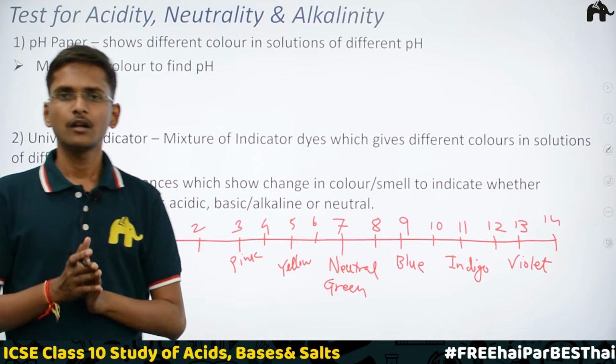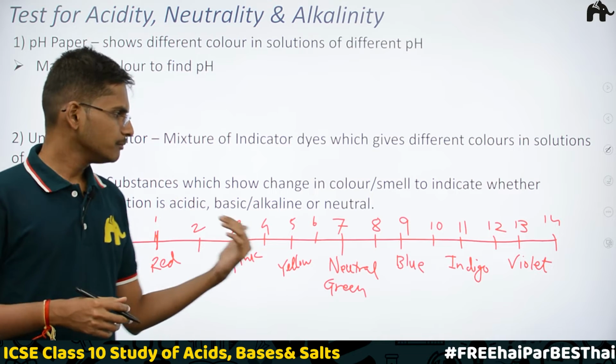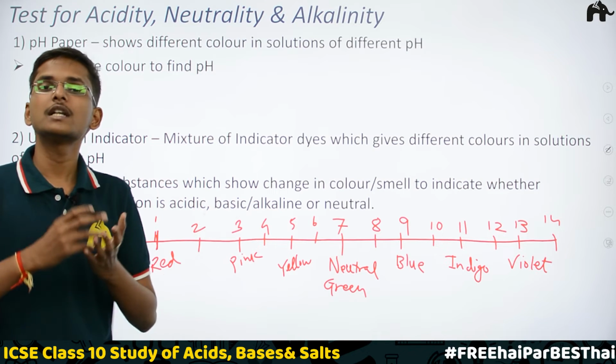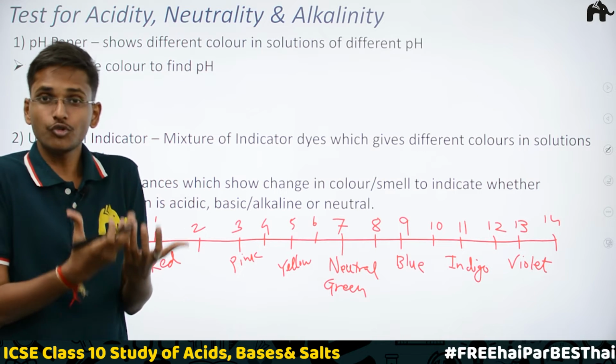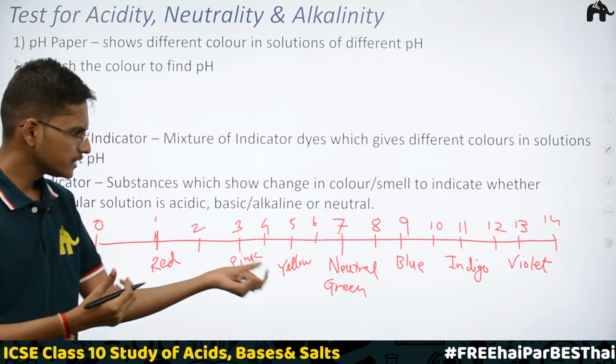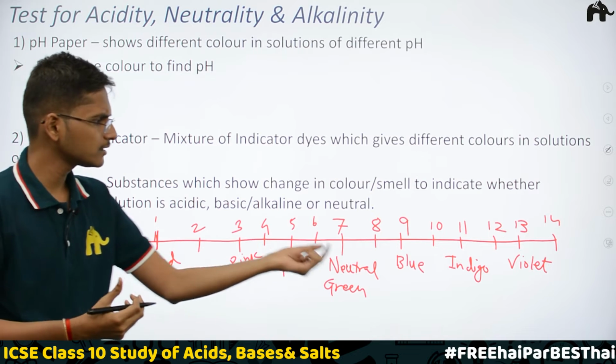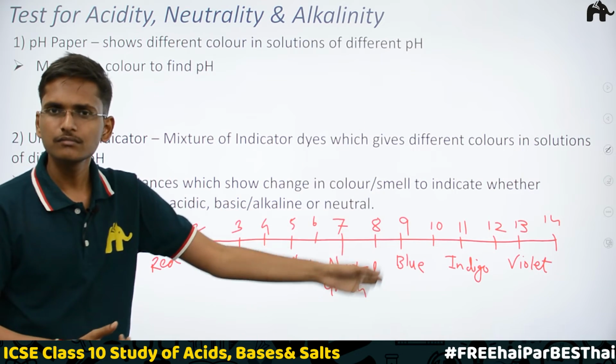What does it mean? The level of accuracy means that when we use a colorless solution, we simply add universal indicator to it, and that solution gets some color, and then it's very clear to us that we have to just match that color with the pH value.